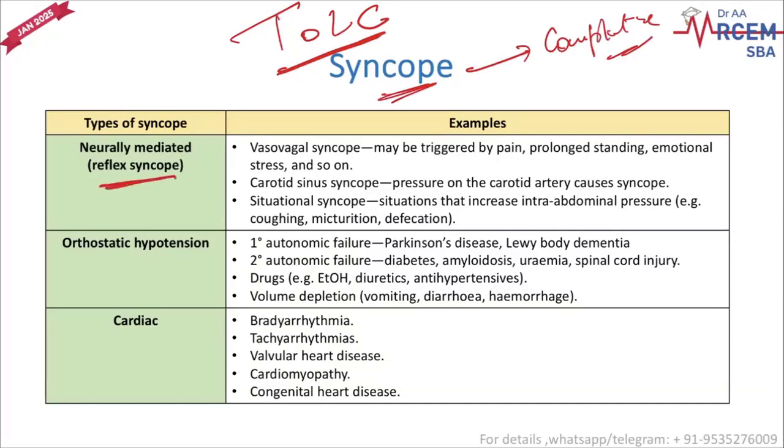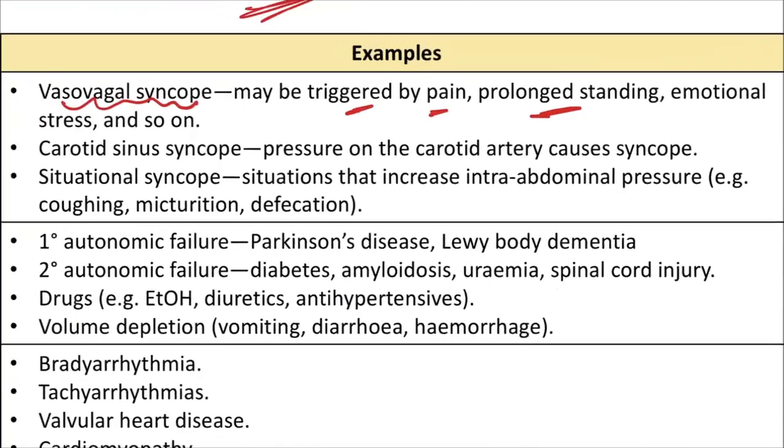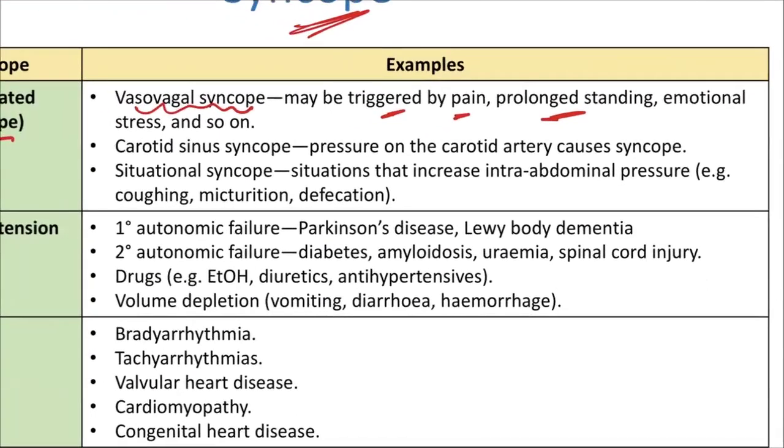It can be a reflex syncope. There are various kinds of reflex syncope. Vasovagal syncope usually has a trigger like pain, prolonged standing, or emotional stress. Carotid sinus syncope, as the name suggests, involves pressure over the carotid sinus. If there is pressure over the carotid arteries, a patient can have a syncope.